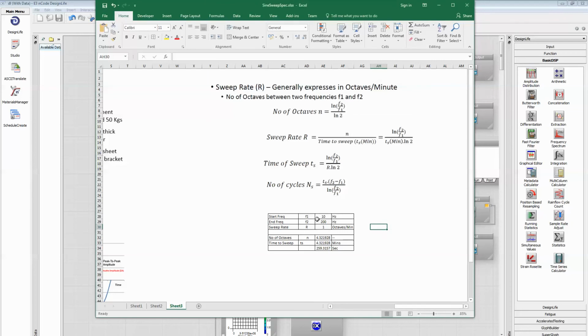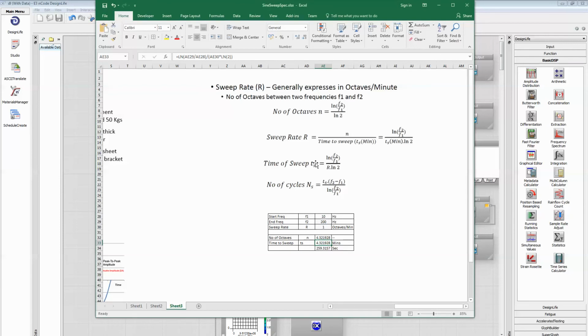So in this case our starting frequency is 10 Hz and ending frequency is 200 Hz, and the sweep rate is 1 octave per minute. Then using this particular formula we can calculate the number of octaves within 10 to 200 Hz. It's using the formula ln of ending frequency by starting frequency divided by ln 2. We have around 4.3 octaves.